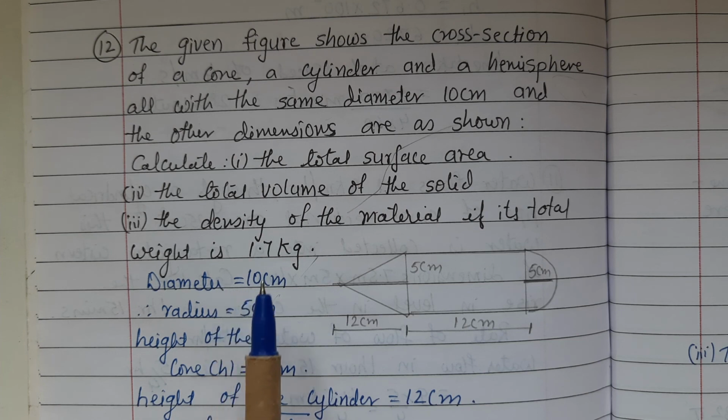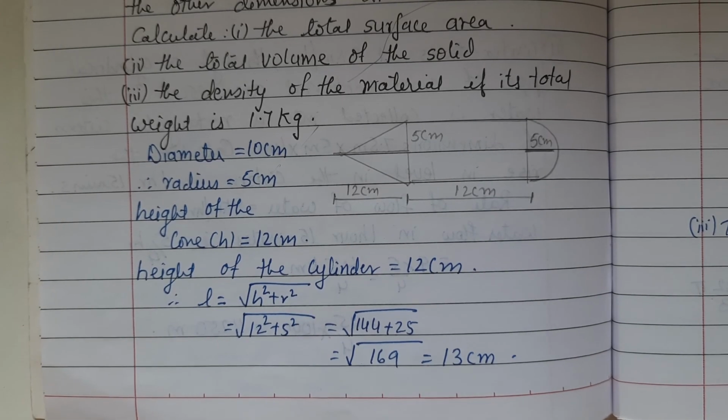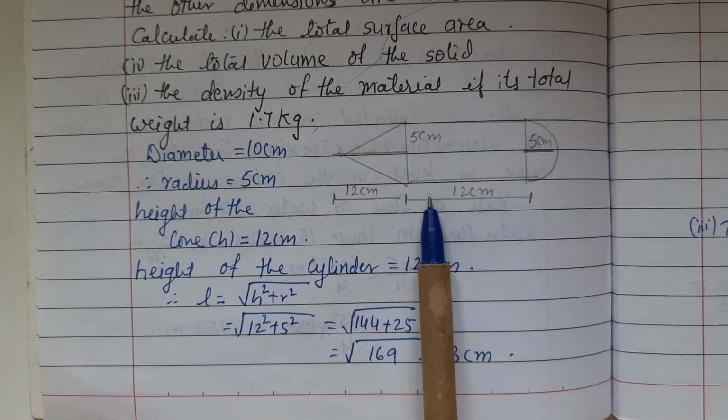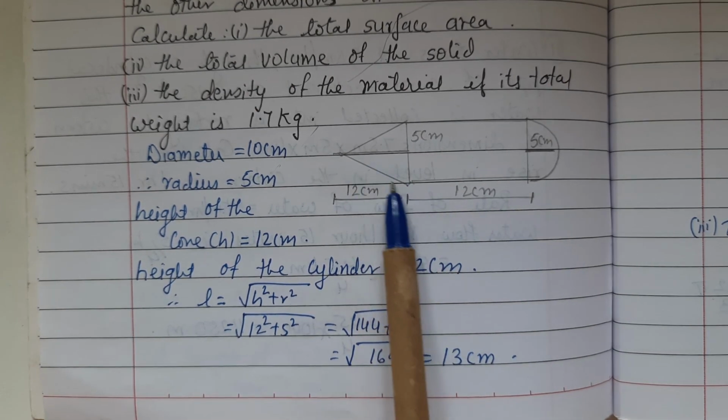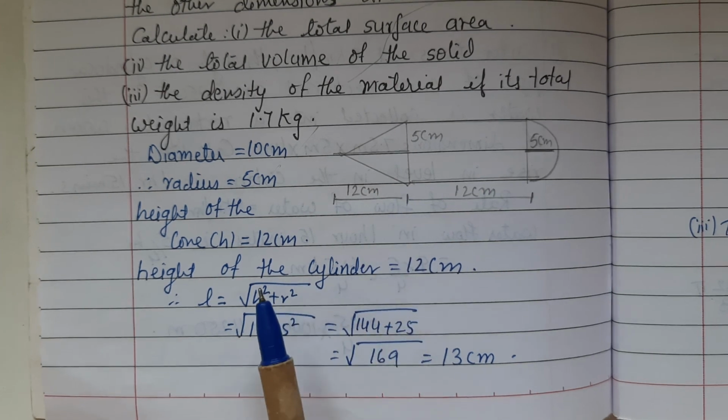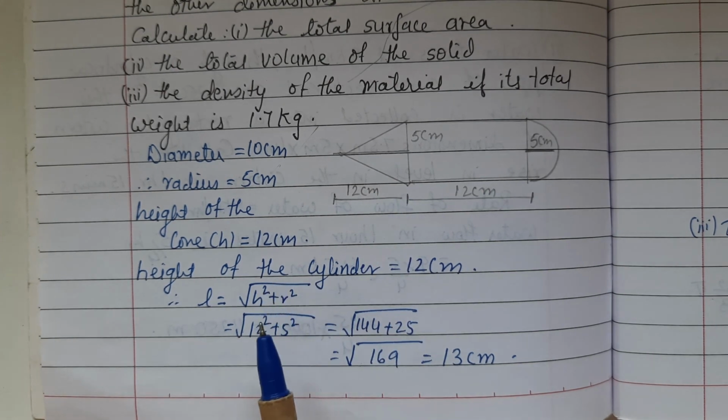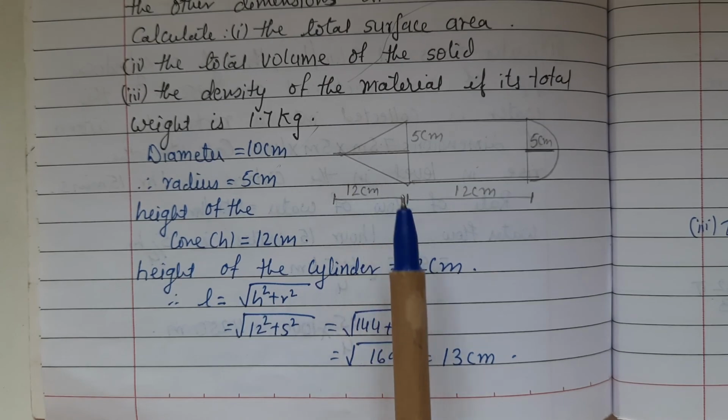Diameter 10 centimeter, therefore radius 5 centimeter. Height of the cone is given 12 centimeter. Height of the cylinder is 12 centimeter. Slant height of cone will be root of h square plus r square. Root of 12 square plus 5 square equal to root of 144 plus 25 equal to root of 169 equal to 13 centimeter. Slant height of cone is 13 centimeter.